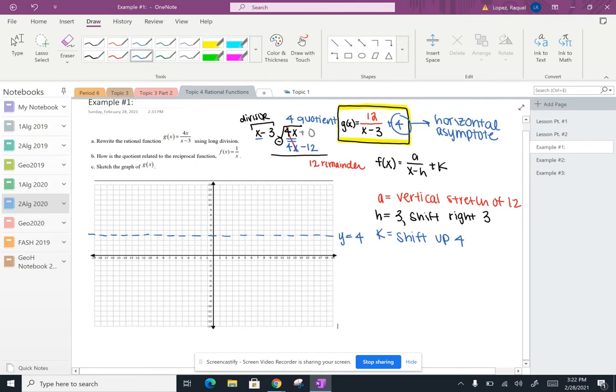Okay, and then I also want to make a dotted line for our vertical asymptote, which is at 3. So this means I've got a vertical asymptote here at 3. So I'm going to make another dotted line at x equals 3.